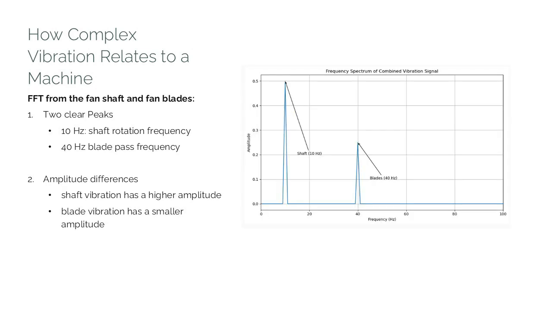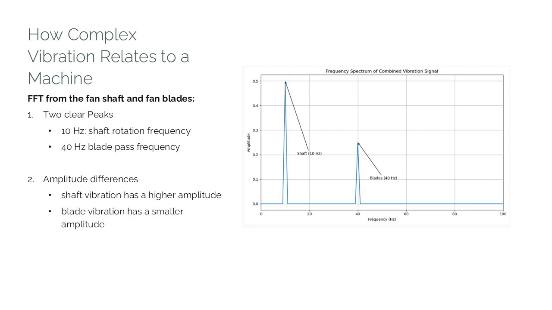Here's the frequency spectrum, FFT, of the combined vibration signal from the fan shaft and fan blades. How to interpret this spectrum? Number 1, 2 clear peaks. 10 Hz: this is the shaft rotation frequency. It represents the fundamental vibration due to the rotating shaft. 40 Hz: this is the blade pass frequency, 4 blades times 10 rotations per sec. It represents the periodic impacts as each blade passes a fixed point, like hitting a piece of paper.